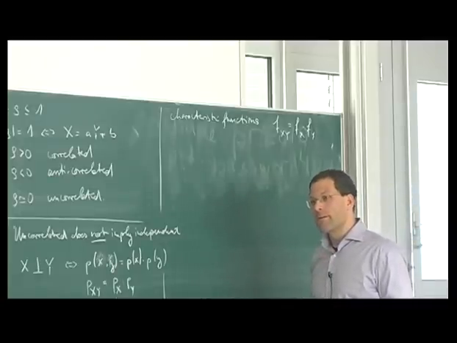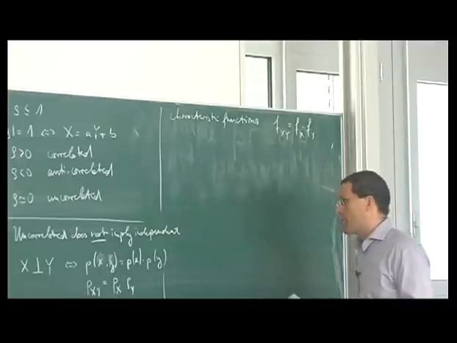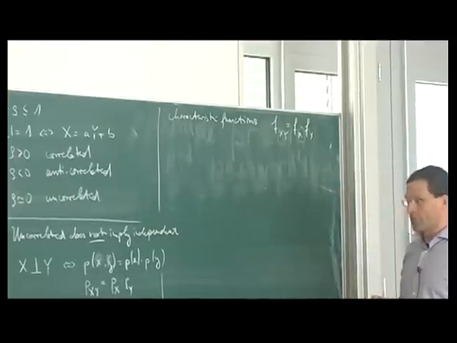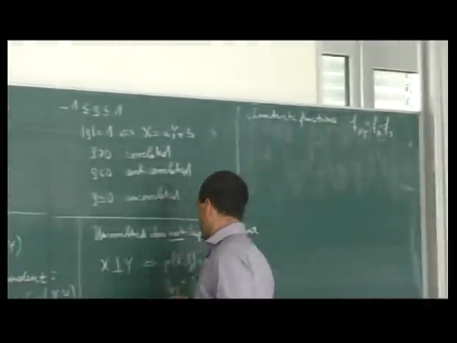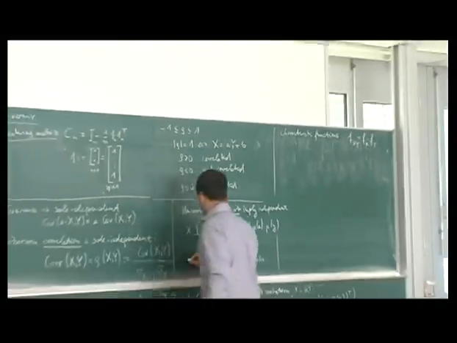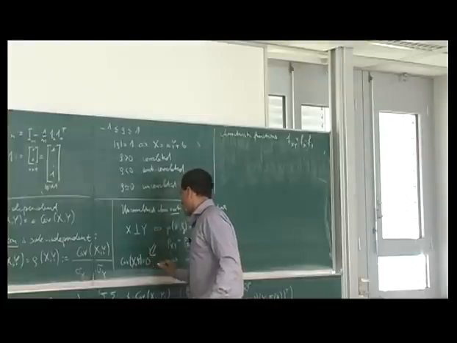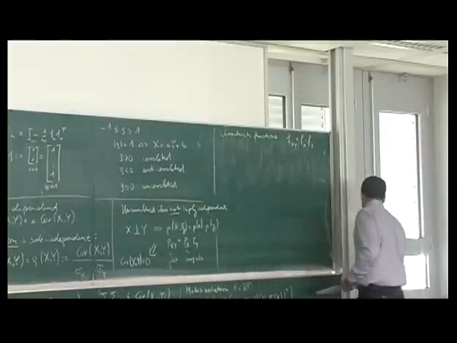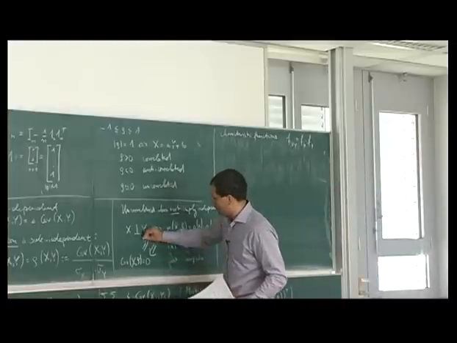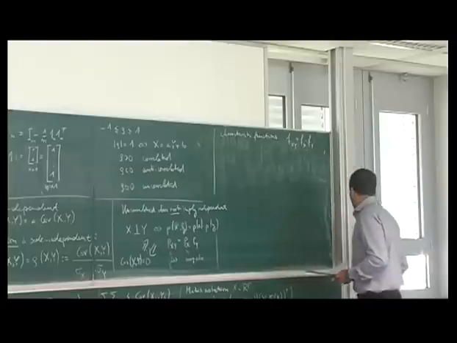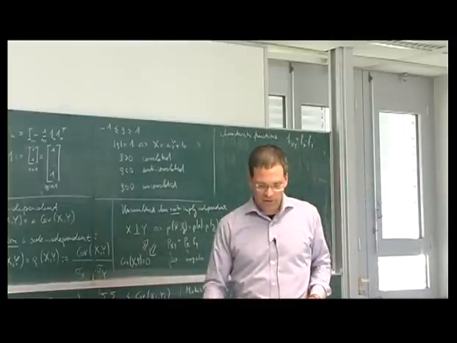So covariance is 0 for independent variables? When the variables are independent, they have a covariance of 0, but not vice versa. So if we have that, it follows that the covariance of x and y is 0. And the important point is that the reverse is not true. So let's look at a couple of examples for this.